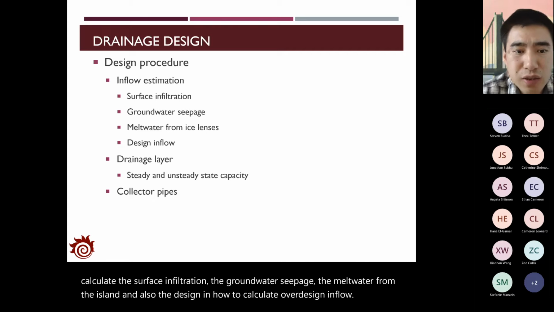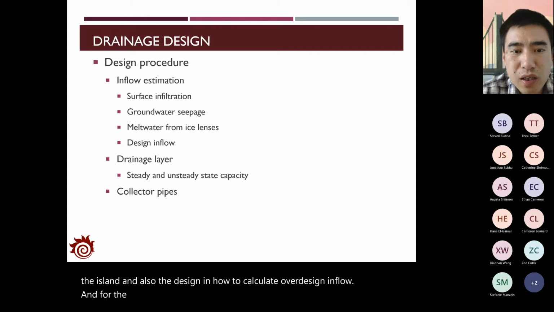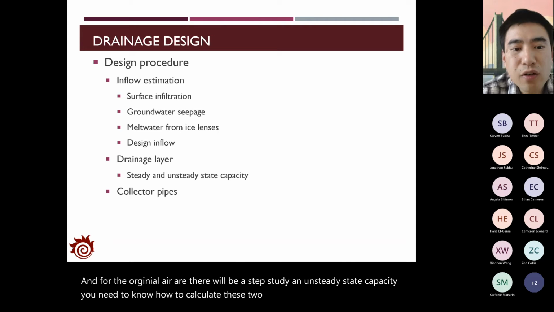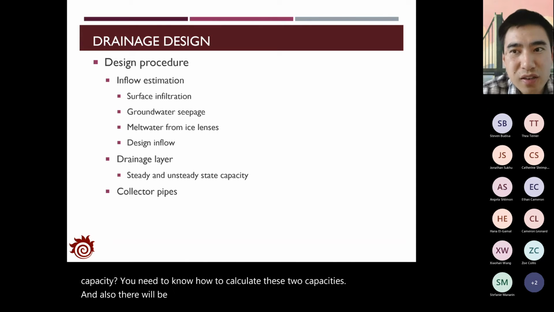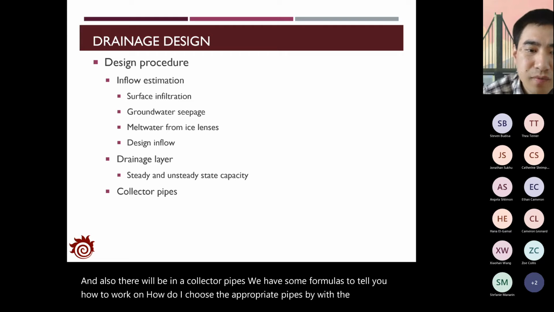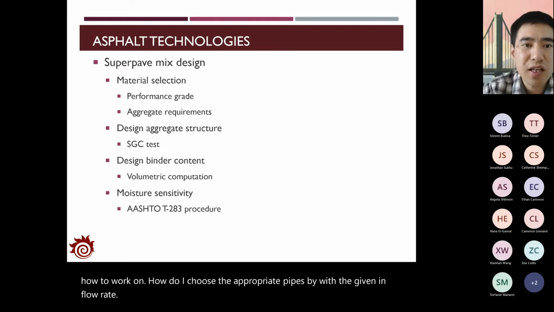And for the drainage layer, there will be steady and unsteady state capacity. You need to know how to calculate these two capacities. And also for the collector pipes, we have some formulas to tell you how to choose the appropriate pipes with the given inflow rate. So that's the drainage design.